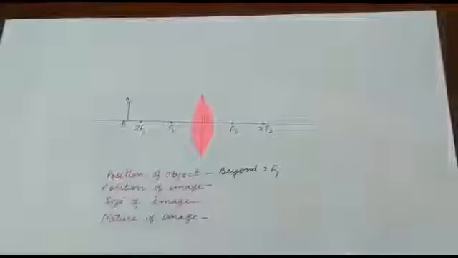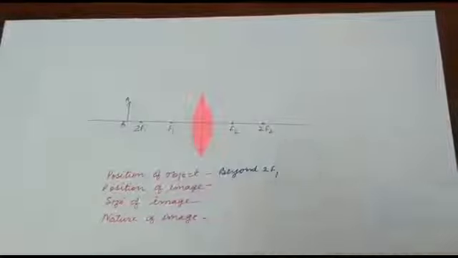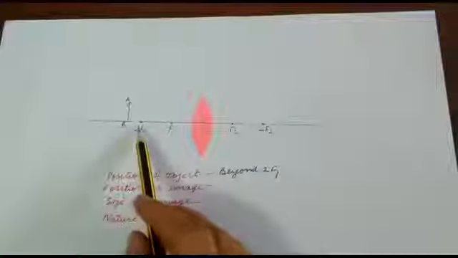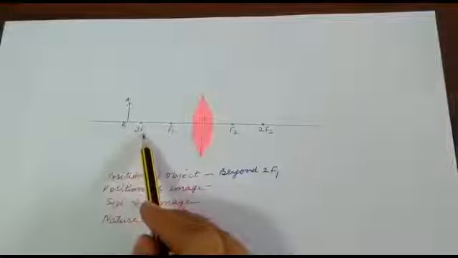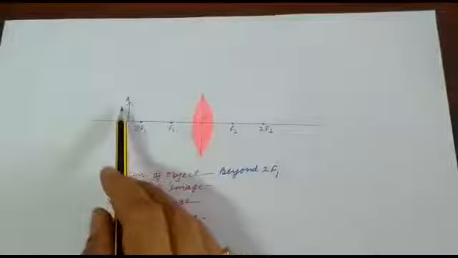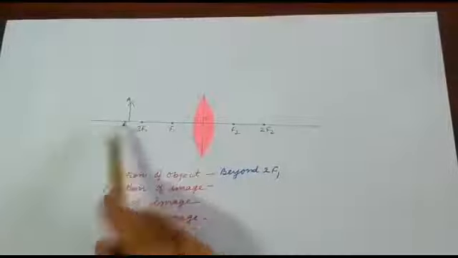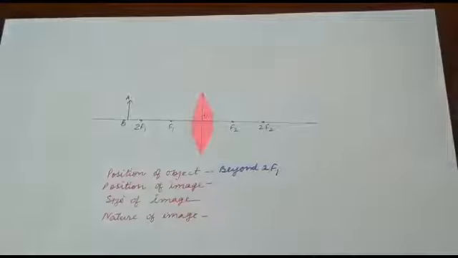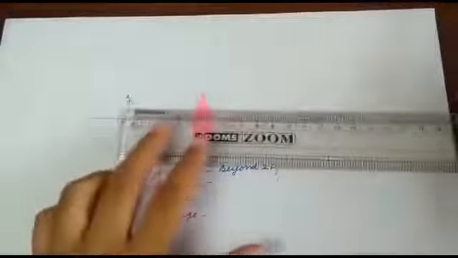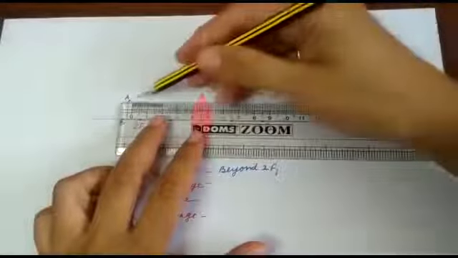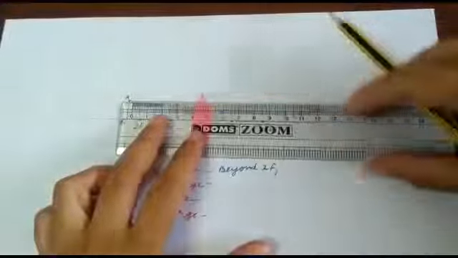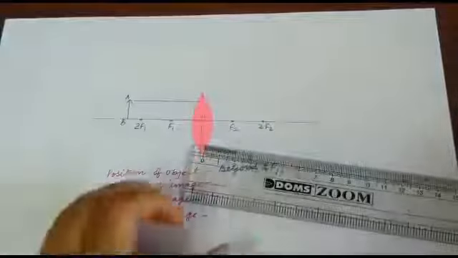Next position of the object is beyond 2f1. That means the object is placed outside of 2f1. So here I marked the object as A and B. This is the lens, optical center. When the light rays are coming from this object, this light ray is moving parallel to the principal axis.